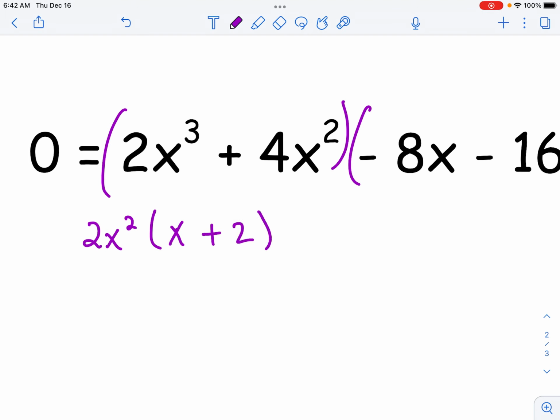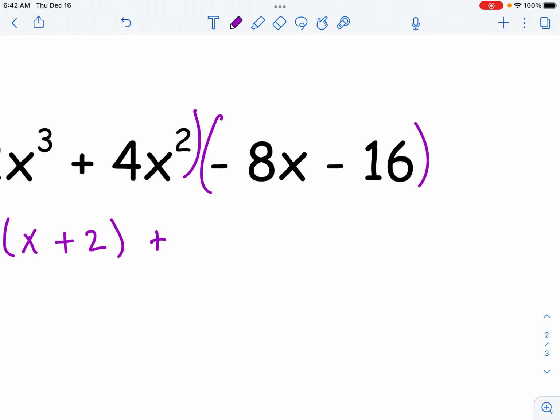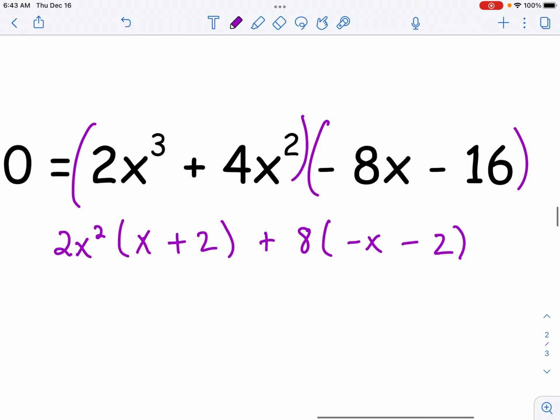4x squared divided by 2x squared is 2. In the other one, we can take out a negative 8. And then what would be left over is x plus 2. Let's back up here, what I did there was correct. But let's say you took out an 8, and then you had negative x minus 2. The reason we wouldn't do that is because this x plus 2 is not the same as negative x minus 2. Then you can't factor out the same term. So that's why we end up taking out a negative 8 and not a positive 8.